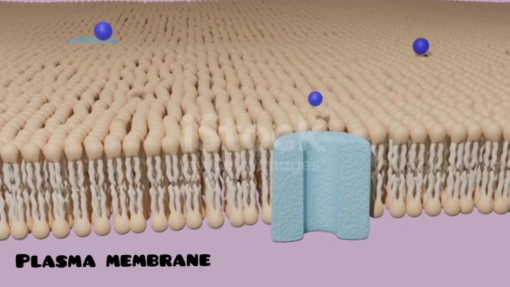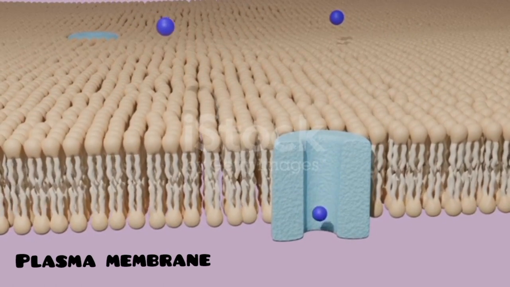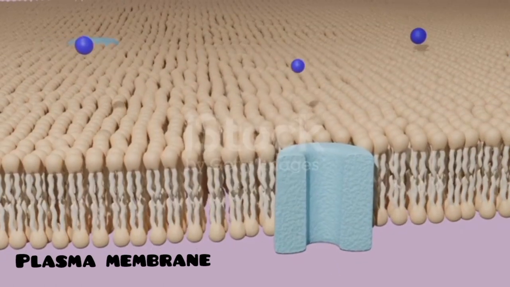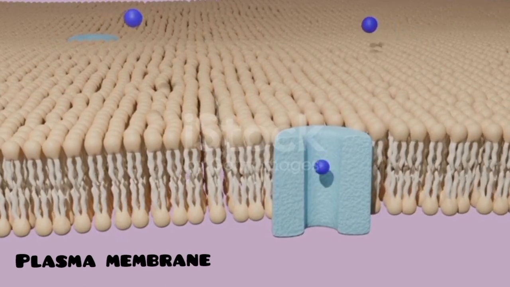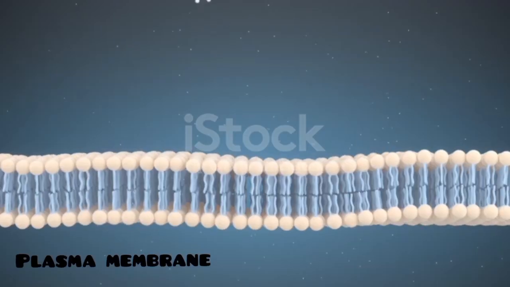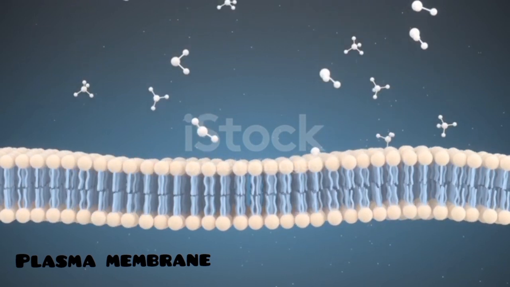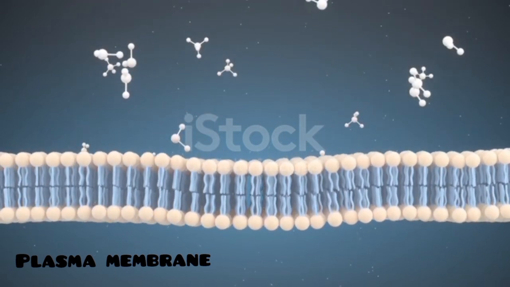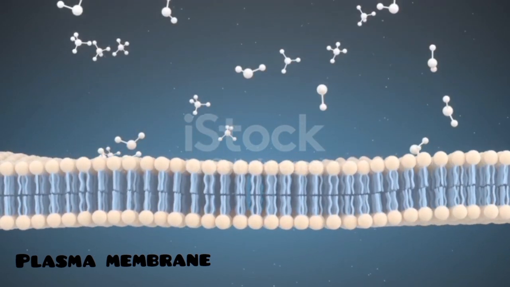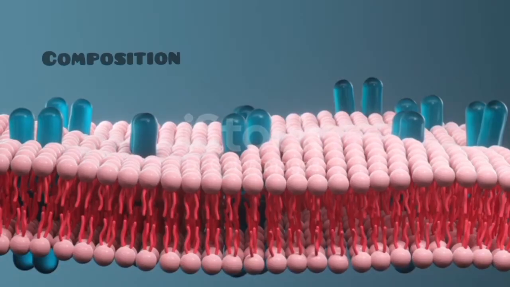Today we will discuss the plasma membrane. The plasma membrane, also known as the cell membrane, is a crucial structure that surrounds the cell's cytoplasm, separating it from the external environment. Here are some key points about the plasma membrane.